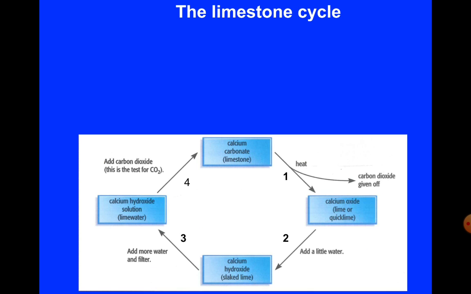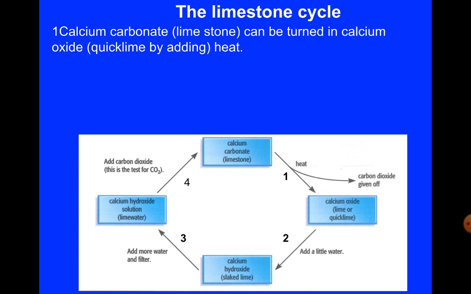Now, think about limestone, which mainly contains calcium carbonate, CaCO3. Okay. Now, when we look at the first part of the cycle, number 1, calcium carbonate, when we heat it up, you might remember that from chemistry class last year, it can be turned into calcium oxide. We call that quicklime. During that process, carbon dioxide is given off.